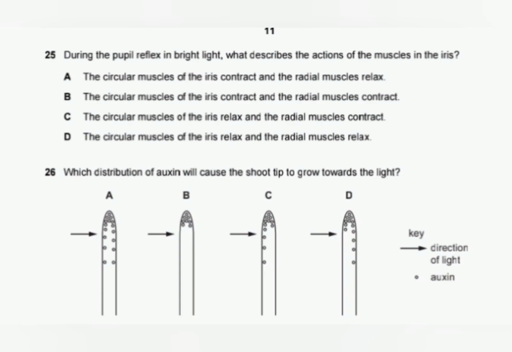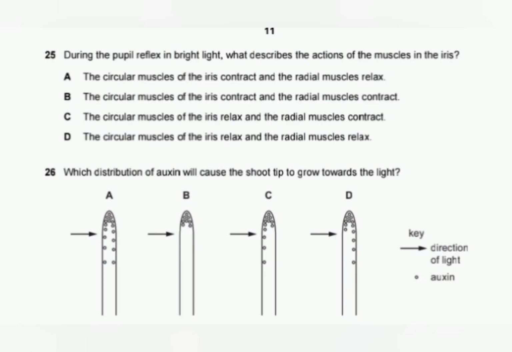Then the next one is saying, which distribution of auxins will cause the shoot tip to grow towards the light? So auxins are just plant hormones which enable plants to grow. Now auxins are denatured by excess heat or temperature. So which means the arrow here is indicating what? The direction of light. Then the auxins are represented by what? Like the zeros, okay.